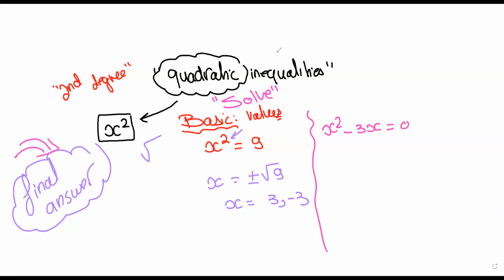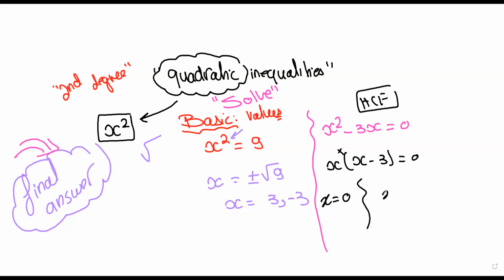If you remember, how do we solve this quadratic equation? We solve it by taking the highest common factor, or actually by factorization. So if I take x common, I will end up with x times x minus 3 equals to 0. Since I have two items multiplied and the product is 0, either the first item is equal to 0 or the second item is equal to 0. Therefore, your final answer is going to be 0 and 3. And these, if you remember, we called the zeros of the equation.